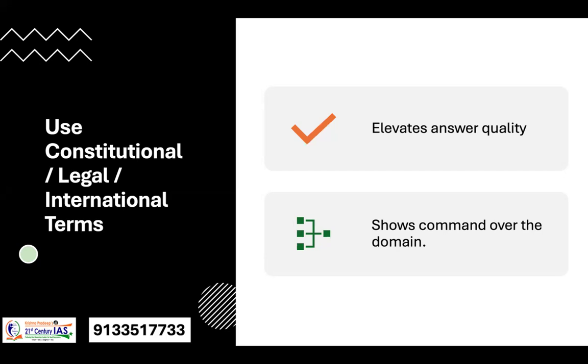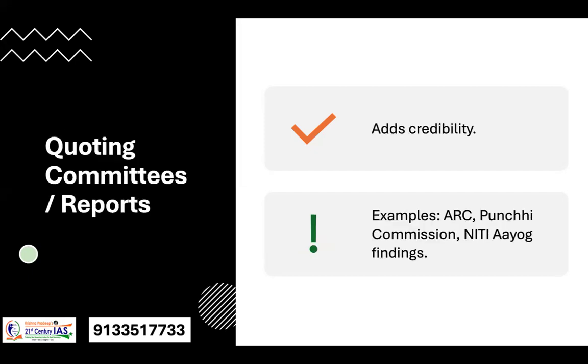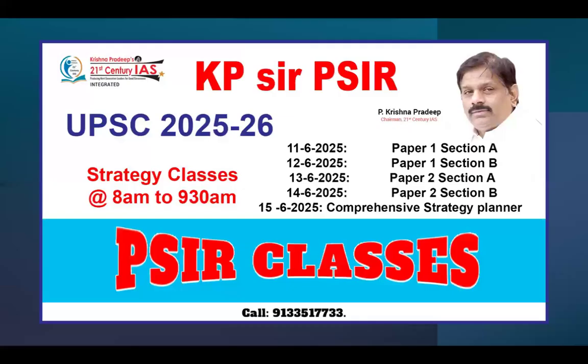to give you a little bit extra, 1 mark more than the nearest contender. So particularly when you are answering questions related to polity and governance, or in the ethics paper, or even in social issues, these constitutional, legal, and international terminologies will help you to improve the marks. Then you should also quote some committee reports. It will add credibility to your answer. Committee reports like the ARC, Second ARC, Punchhi Commission, that is the Second Commission on Centre-State Relations, and Niti Aayog reports. Such things would improve the answer.